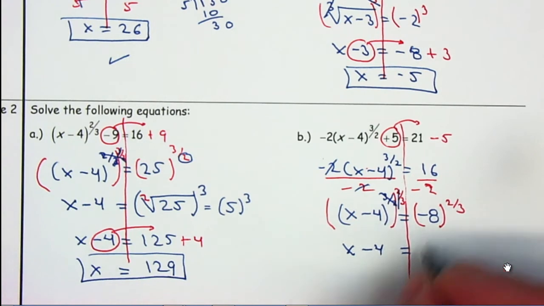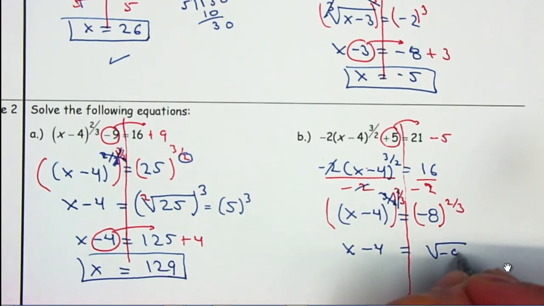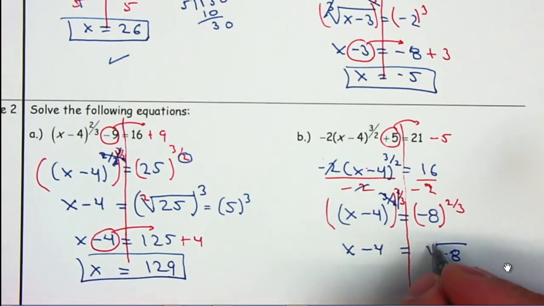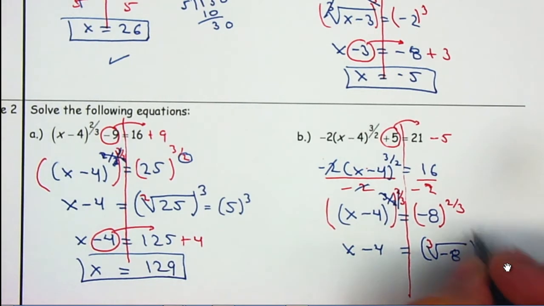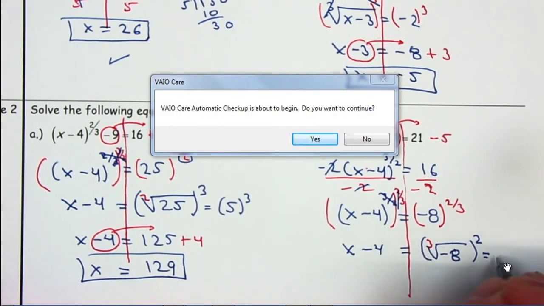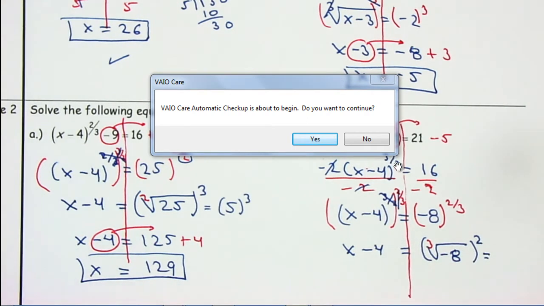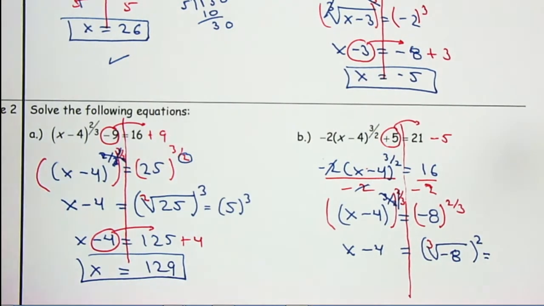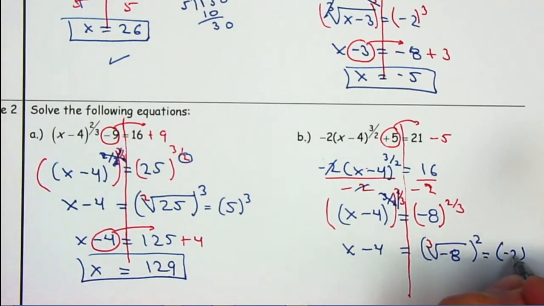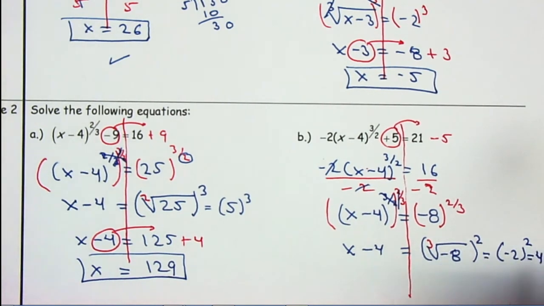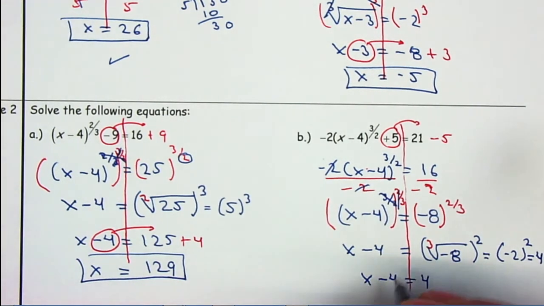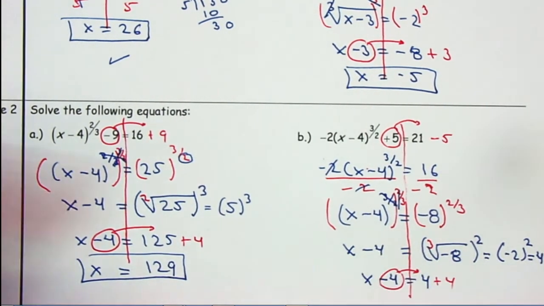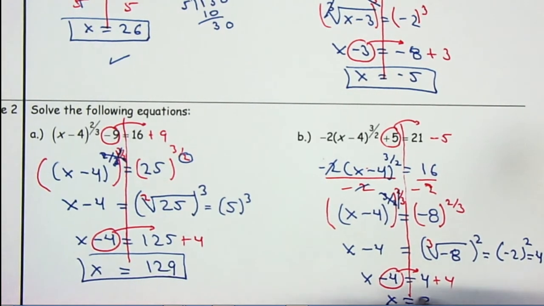I'm going to rewrite this as a radical expression. The 3 is the denominator. And this will be raised to the power of 2. This is cube root of negative 8. The cube root of negative 8 will be negative 2 because negative 2 times negative 2 is 4 times negative 2 is negative 8. And then to the second power, which is equal to 4. We have x minus 4 is equal to 4. I'm going to move my 4 to the right hand side because it's a positive 4. x is equal to 8.